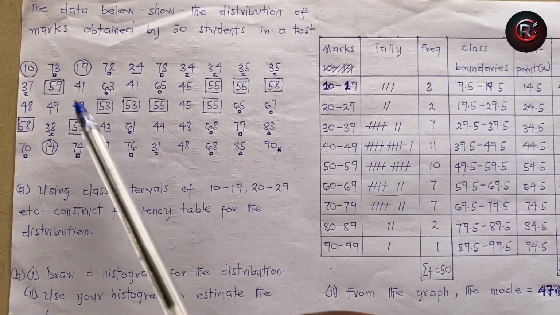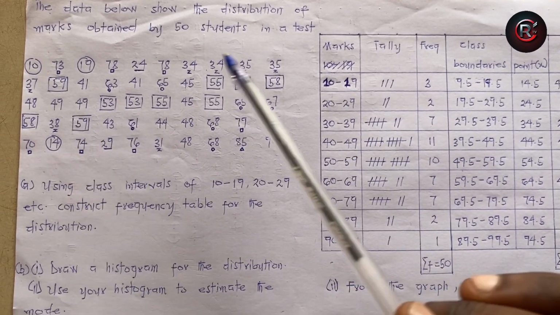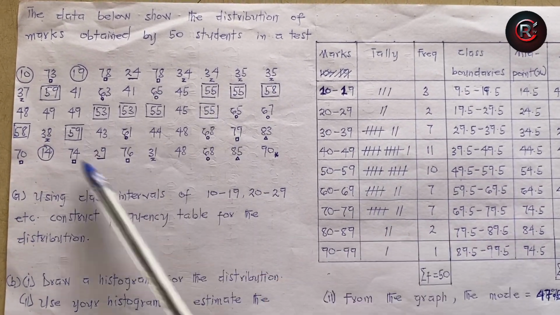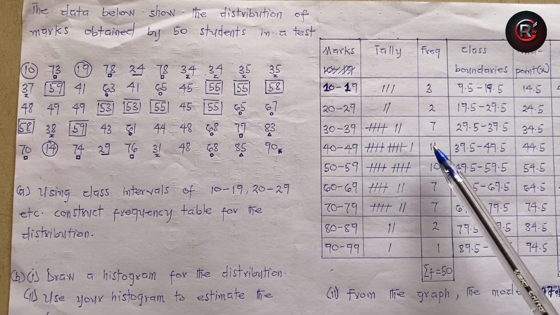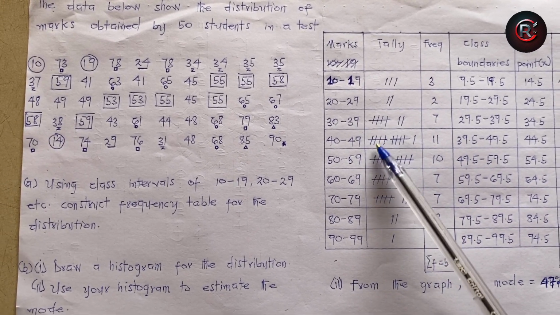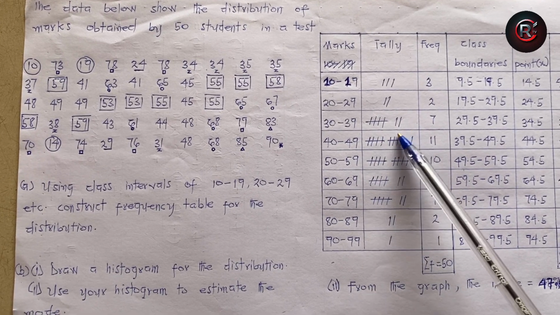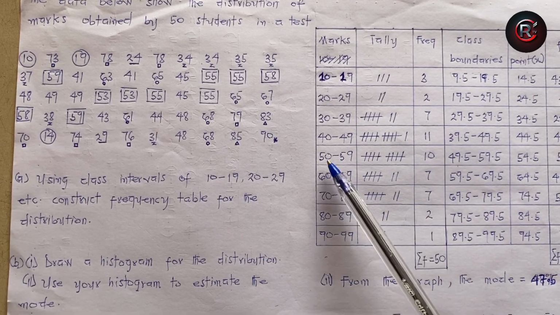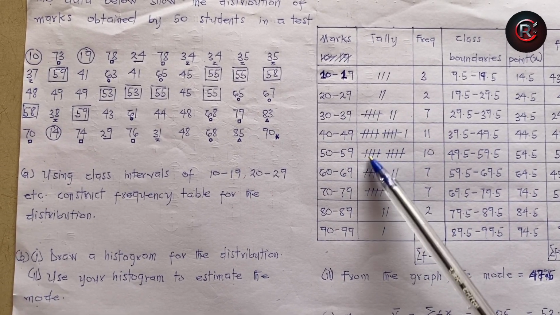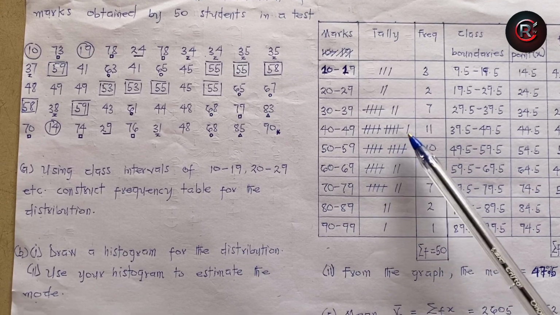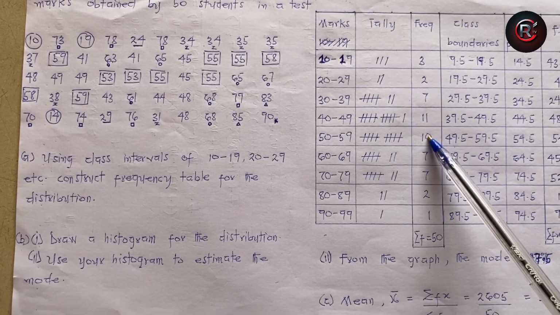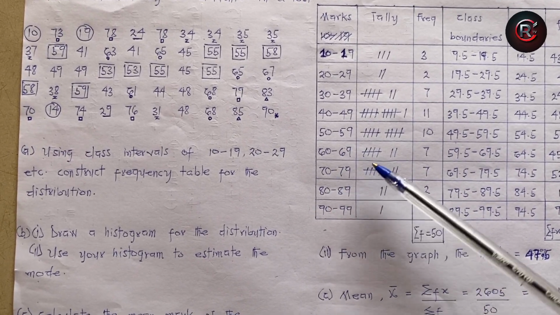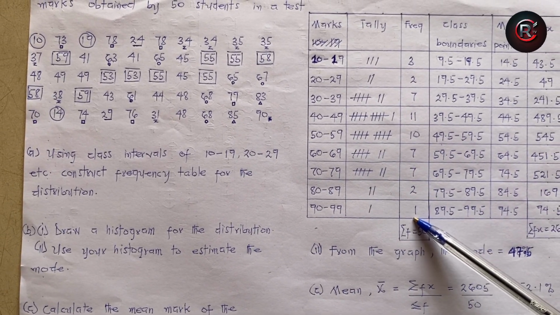For 40 to 49 inclusive, you check numbers that fall within 40 to 49, which means 40 will be part and 49 will be part. When we check it here, we get 11. So how do we write the tally? We say 1, 2, 3, 4, the fifth one you cross it, 6, 7, 8, 9, the 10th one you cross it, then 1, which will be 11. Then 50 to 59 is 10, so you write 1, 2, 3, 4, the fifth one you cross, 6, 7, 8, 9, the 10th one you cross. Then you put it here. You do the rest, that is 60 to 69, 70 to 79 for all, then you record their respective frequencies.